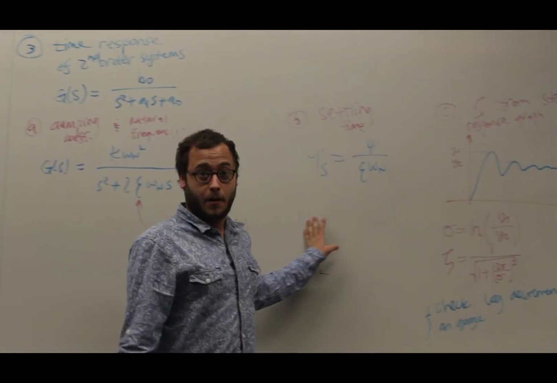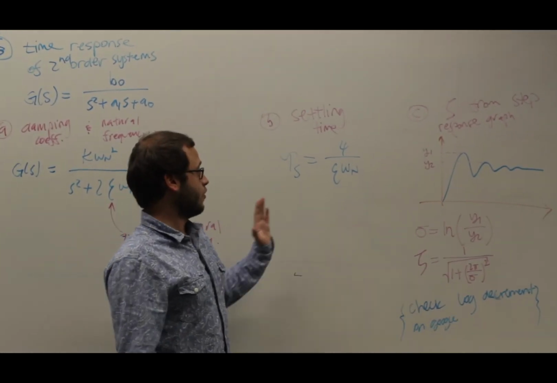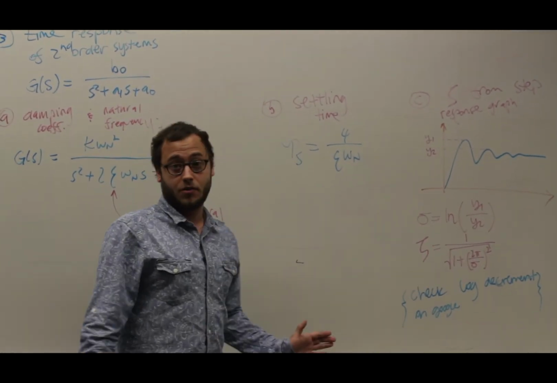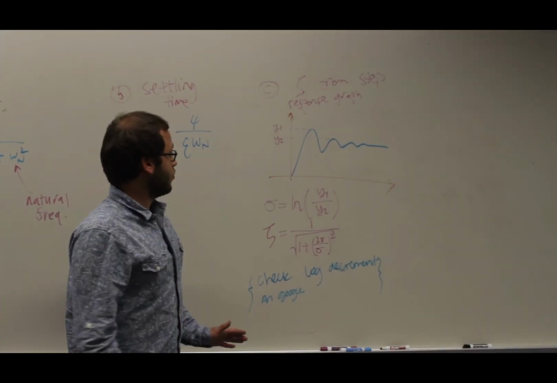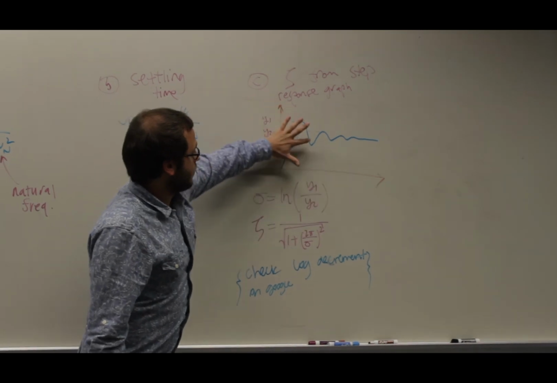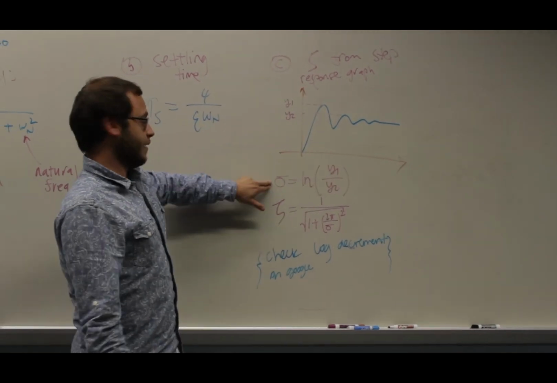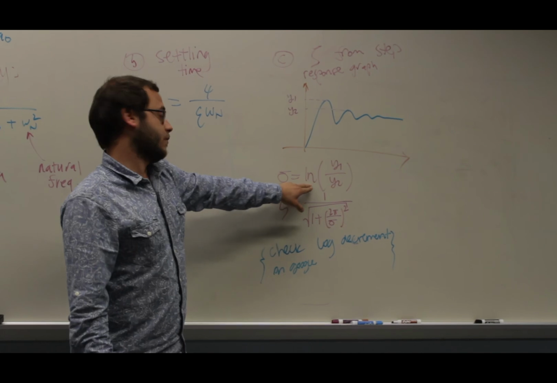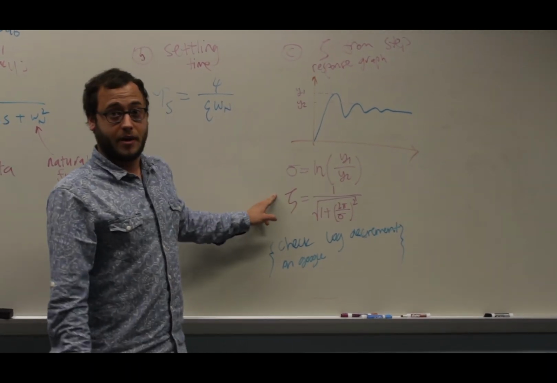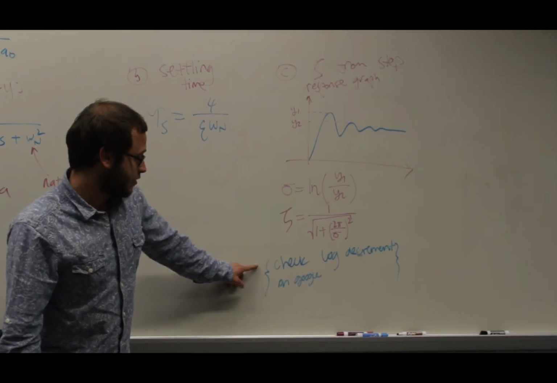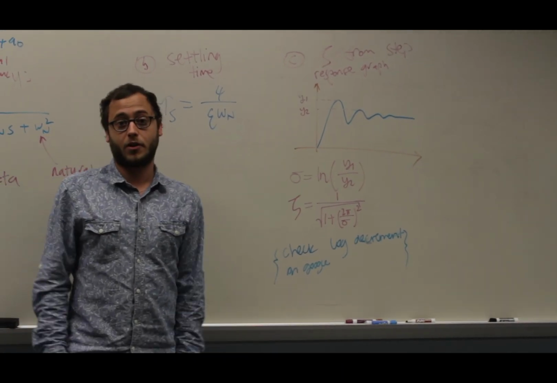The settling time is pretty simple, 4 divided by zeta times natural frequency. And if you want to find the zeta from the step response graph, all we need to do is look at the peaks and find the delta by taking the ln, natural logarithm, and the zeta is just followed by this formula. You can check the log decrement on Google to find more information.